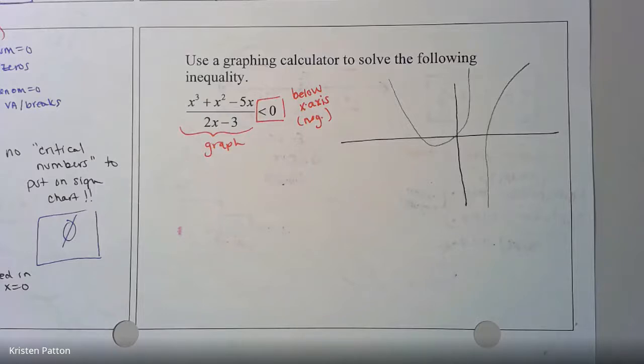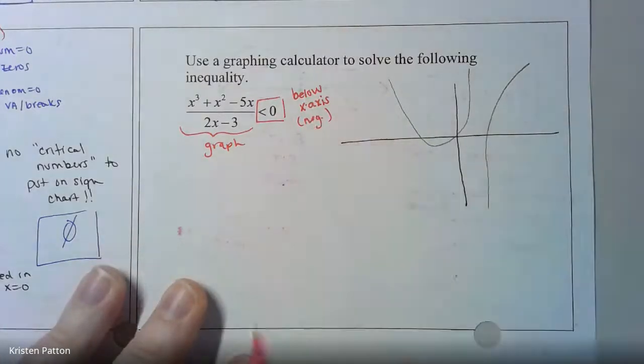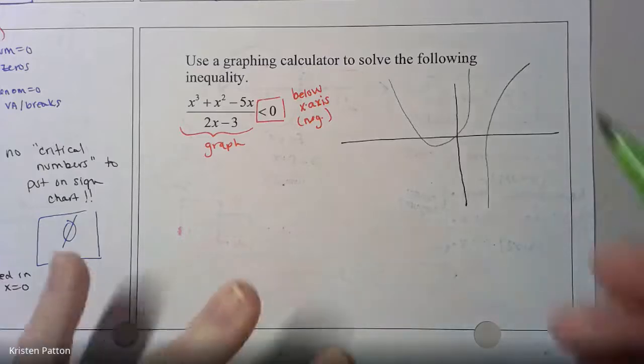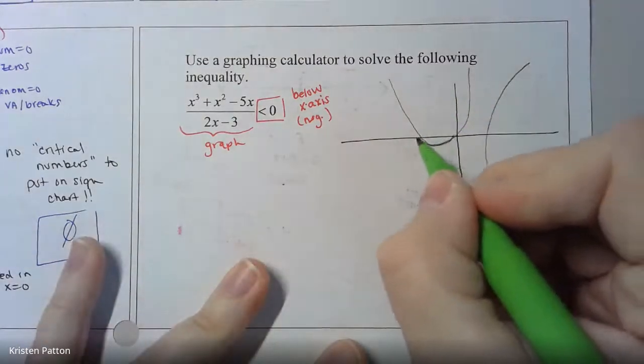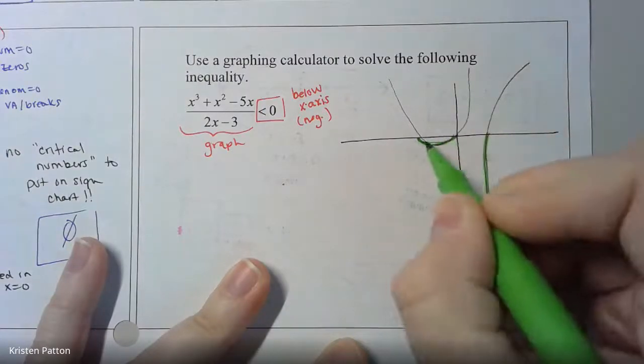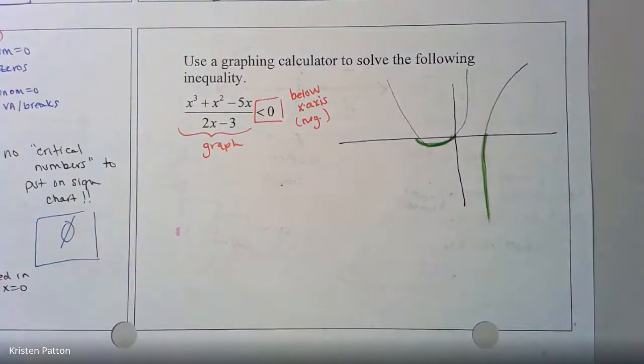All right, so let's see. I want to know when the graph is below the x-axis. Below. So I'm just going to go in with some sort of color here and just kind of note to myself, when is this graph below the x-axis?